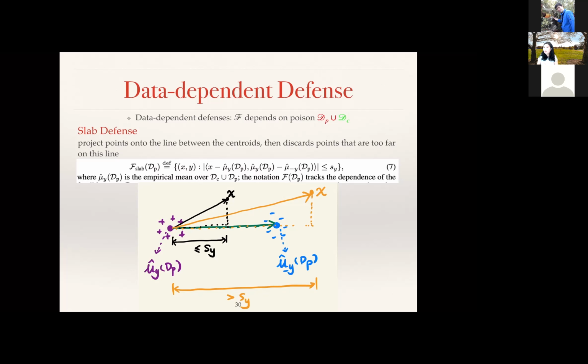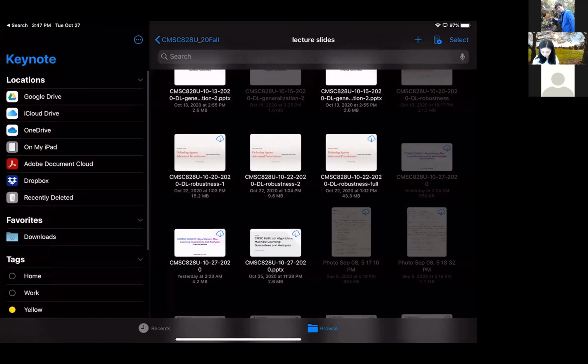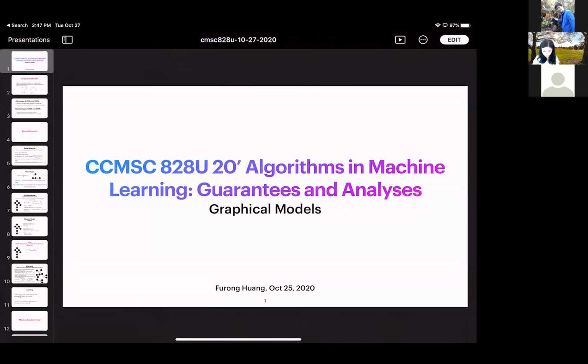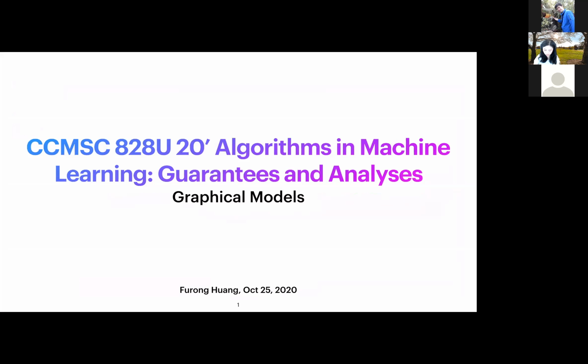So there are a lot of open questions, but nonetheless, I'm going to start with the introduction of graphical models, and then we will go into latent variable models. So from now on we'll start with graphical models. Okay, all right. Any questions before I proceed?